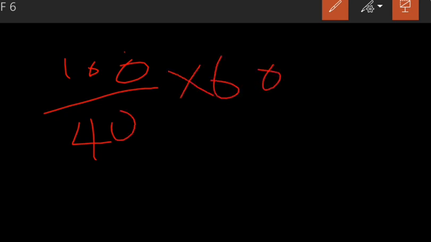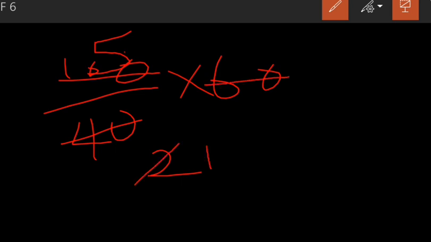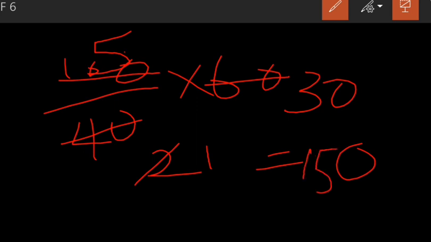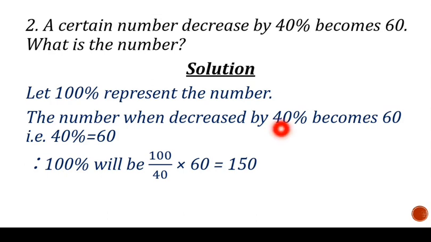We can quickly divide. 20 here gives us 2, 20 in 100 here gives us 5. Okay, 2 here gives us 1, 2 in 60 gives us 30. Now 5 times 30: 5 times 0 gives you 0, 5 times 3 gives you 15. That's how we get 150 here. That's why we have this answer here, 150.